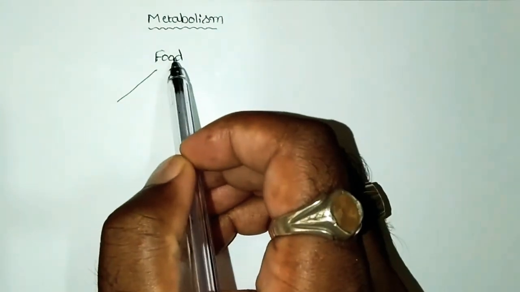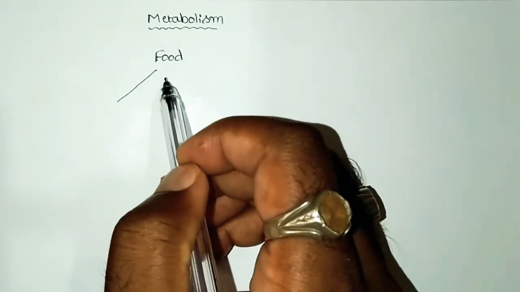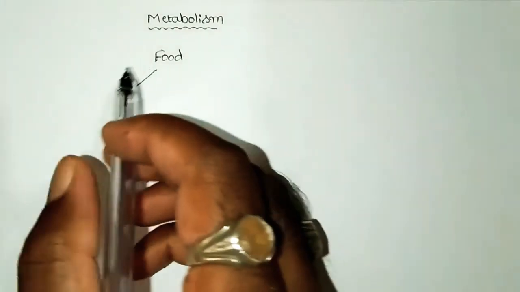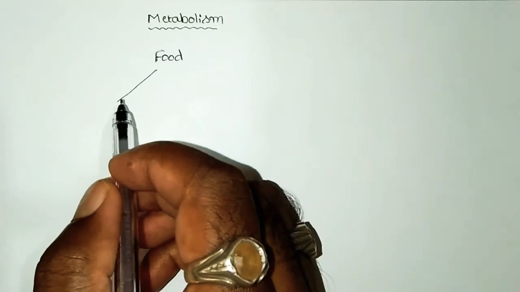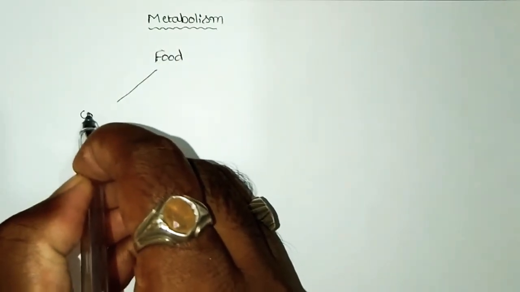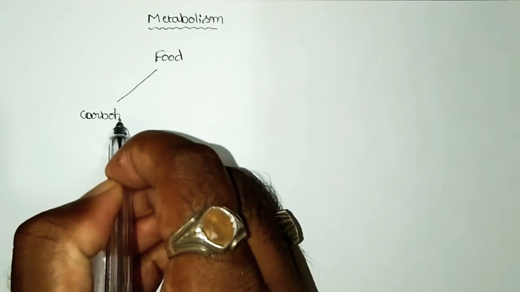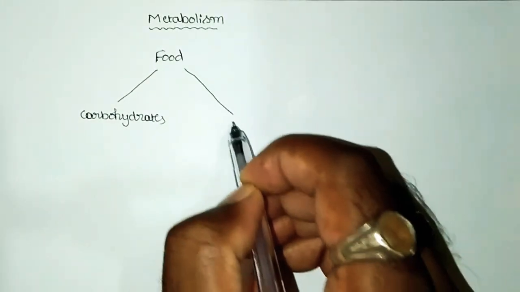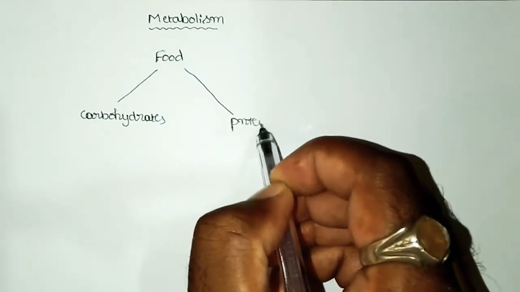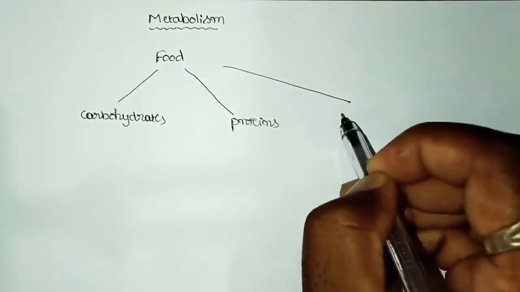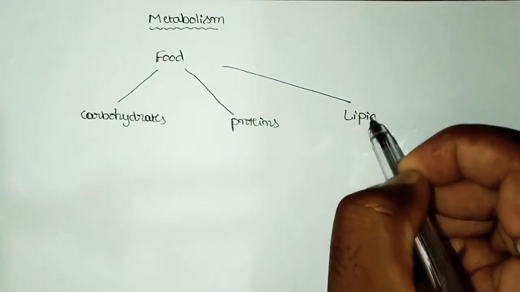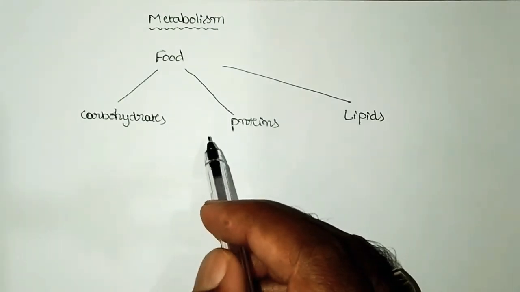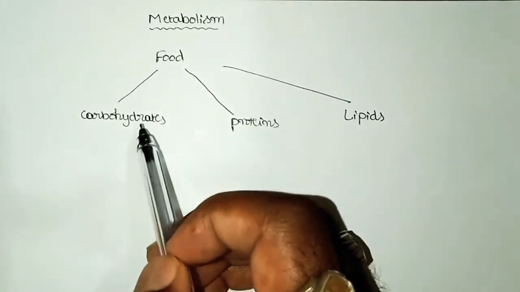Now, in order to live, we are supposed to consume food. The foodstuff we consume consists of complex nutrient molecules such as carbohydrates, proteins, and lipids. So these are the complex or larger nutrient molecules that are present in the foodstuff.